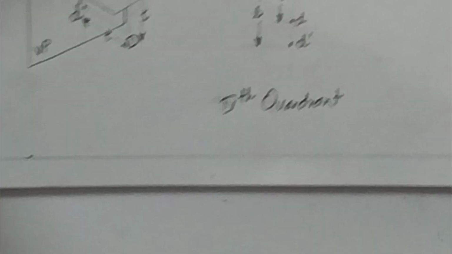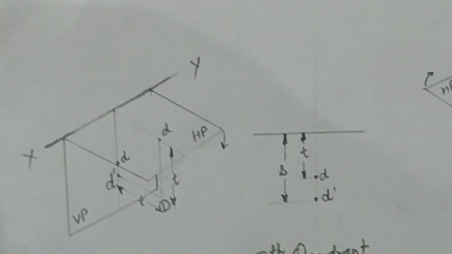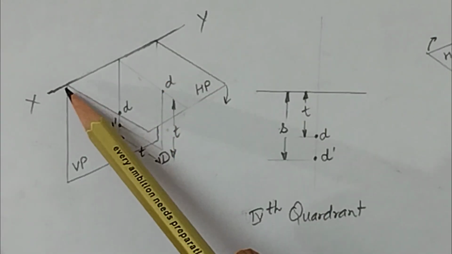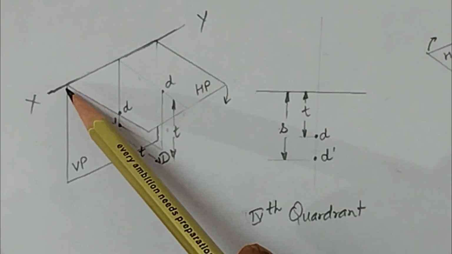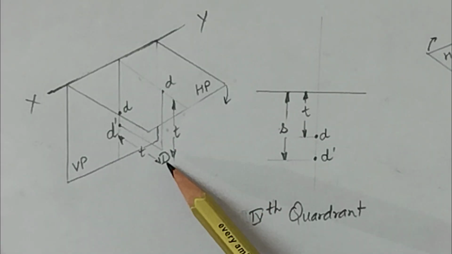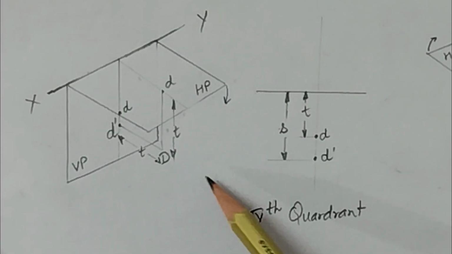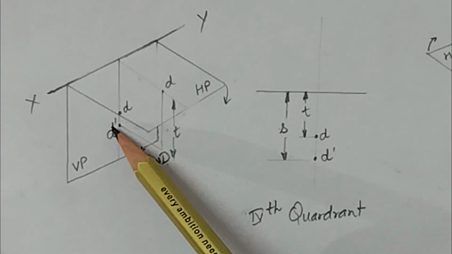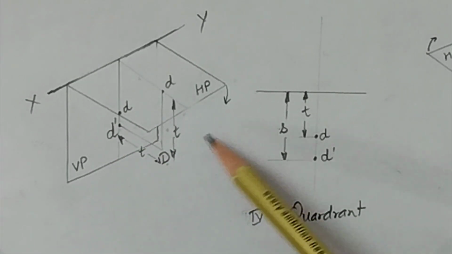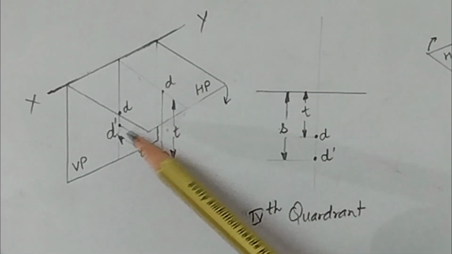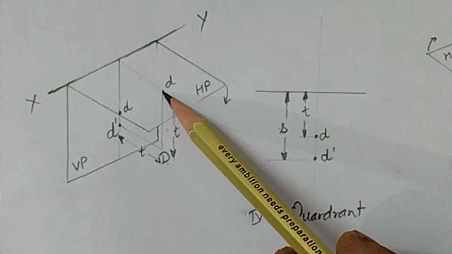Now the next is when the point is lying in the fourth quadrant. Here you can see this is your horizontal plane, and below it is your vertical plane. In this case we are considering the point D. To get the front view, we view from this side, and its projection will be observed on the vertical plane, so we mark it as D dash. To get the top view, we view from the top side, and its projection will be observed on this horizontal plane, so we mark it as point D.